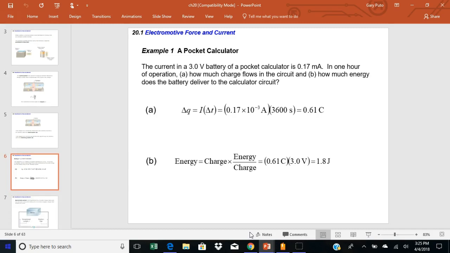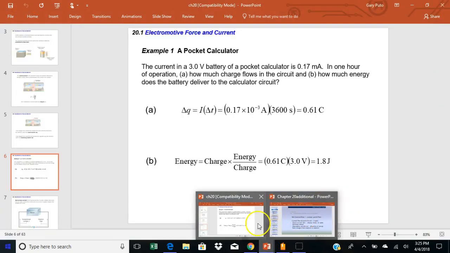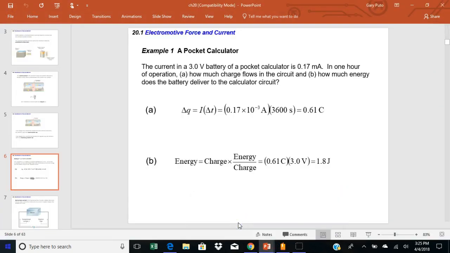Here's an example. You've got a pocket calculator. The current in a 3-volt battery, meaning two 1.5 volt batteries in there equals 3 volts, is 0.17 milliamps. Don't forget, milliamps. Milli is 10 to the minus 3. So 0.17 milliamps is 0.17 times 10 to the minus 3 amps of current. In 1 hour of operation, what's that? 3,600 seconds. How much charge flows in the circuit? How much energy does the battery deliver to the calculator circuit? How much charge?